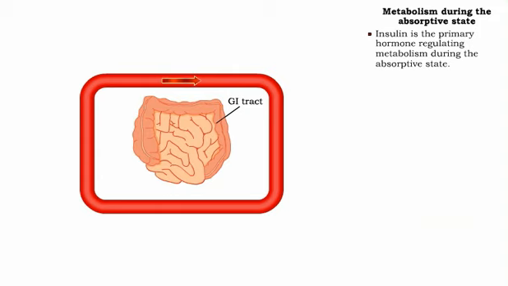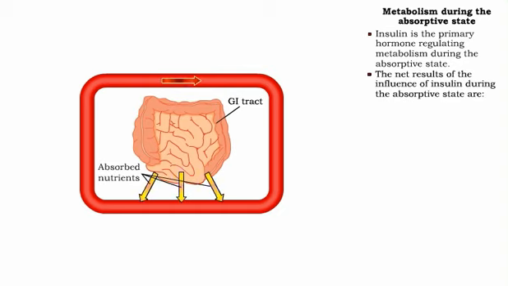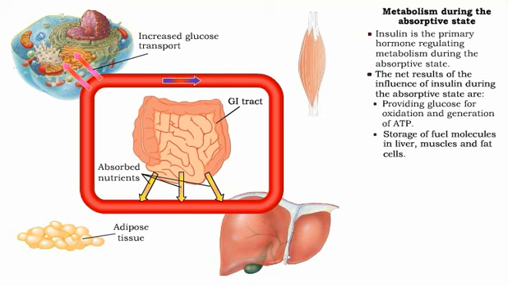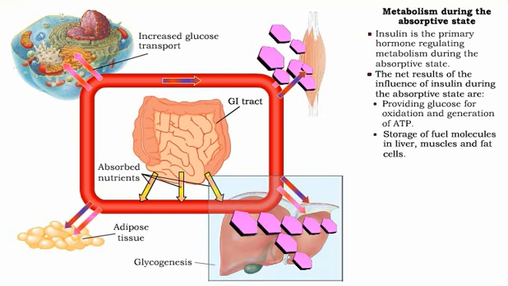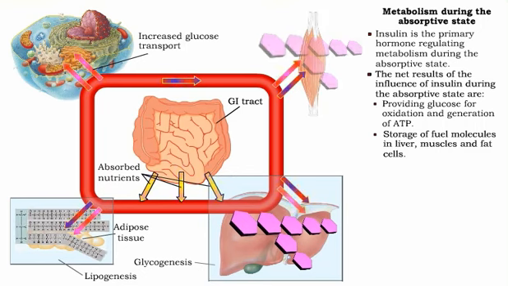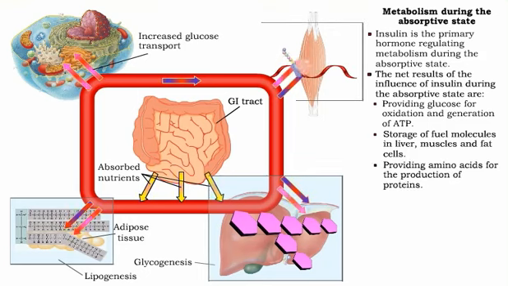As you can see, insulin is the primary hormone regulating metabolism during the absorptive state. The net results of these metabolic activities are providing glucose for oxidation and generation of ATP, storage of fuel molecules in liver, muscles, and fat cells, and providing amino acids for the production of proteins.